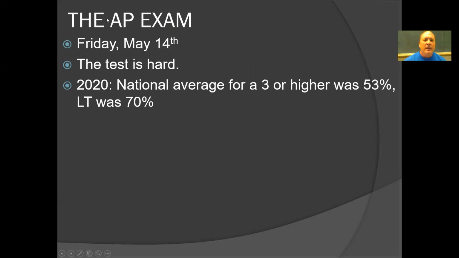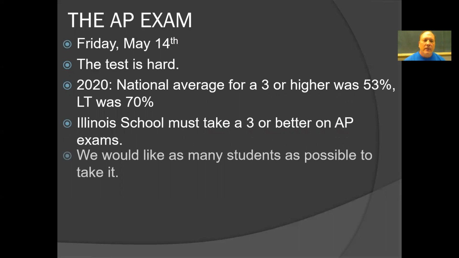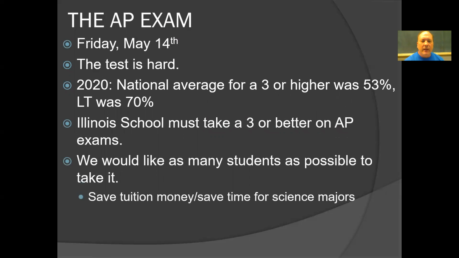Last year, you can see they're well above the national average of getting a 3 or better. For Illinois public schools, they have to get a 3 or better on the AP exam, which can hopefully save you and them some money and/or some credit hours. If they're going to private schools or schools out of state, each school has a different threshold of what they will accept and what they won't, so the students will have to do a little research on that.